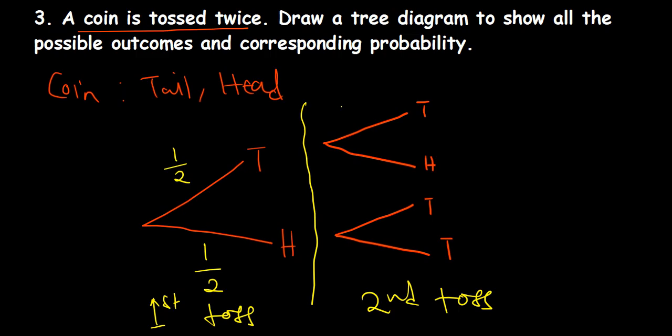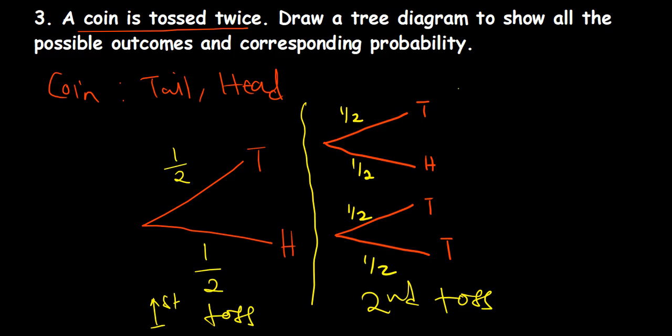So the probabilities here won't change. Okay, here the probability will still be 1 over 2, even there it will still be 1 over 2, because you are doing another toss. Okay, so even here we are going to have 1 over 2, even there 1 over 2. Okay, so those are the probabilities that we have.